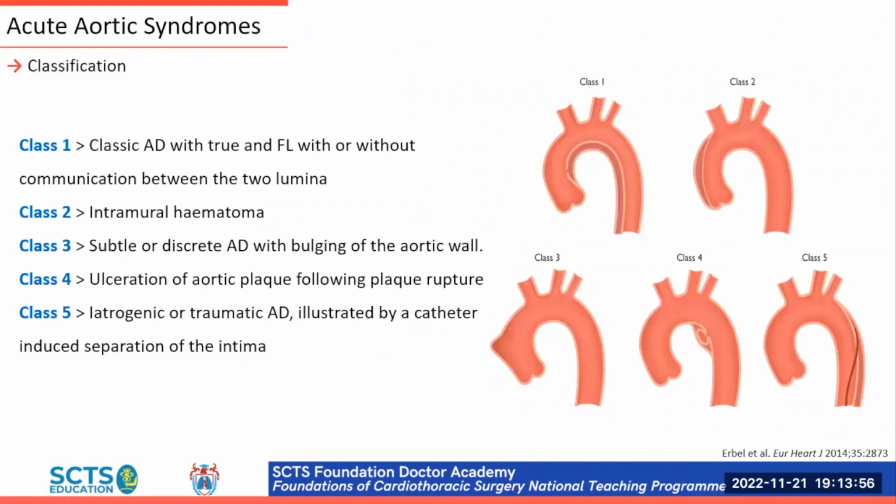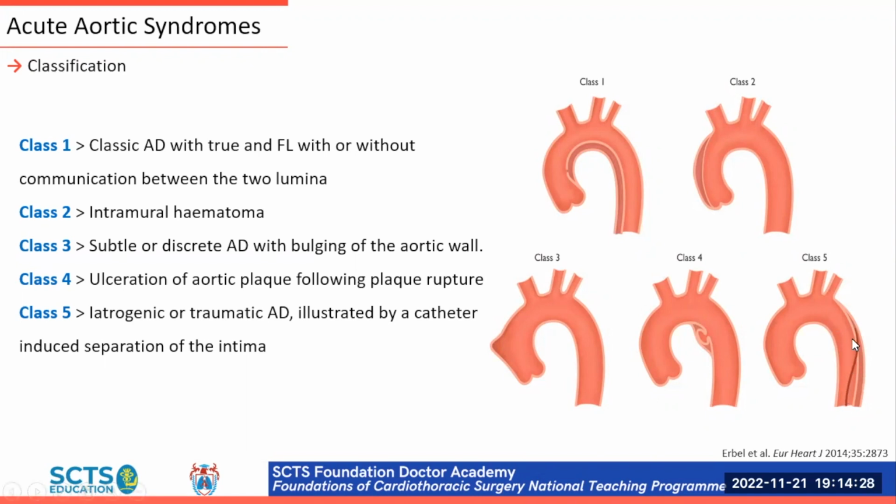Based then on this theory, we can recognize, based on the severity, a new classification, which has been published in 2014 in the European guidelines. You have class 1, which is in essence the classical type A acute aortic dissection. Class 2, the intramural hematoma. Class 3 is an aortic dissection with the bulging of a limited portion of the aorta. Class 4 is the penetrating aortic ulcer, and class 5 is the iatrogenic or traumatic aortic dissection.